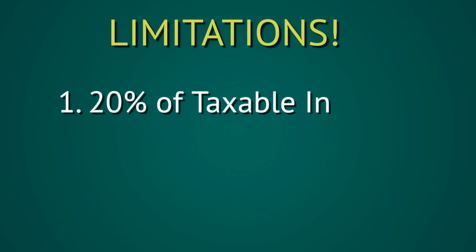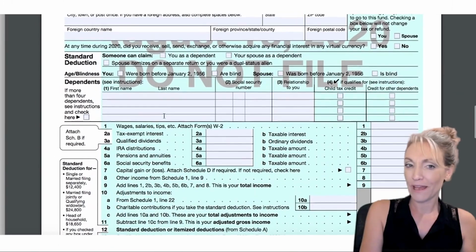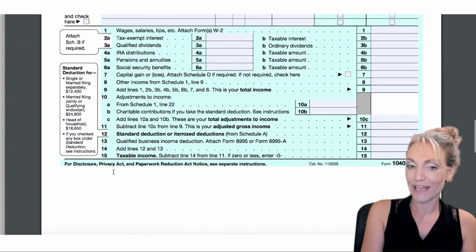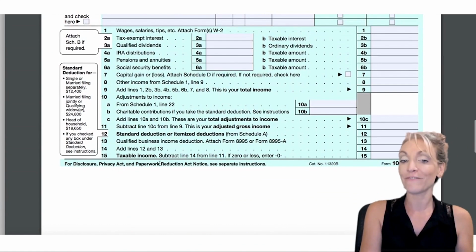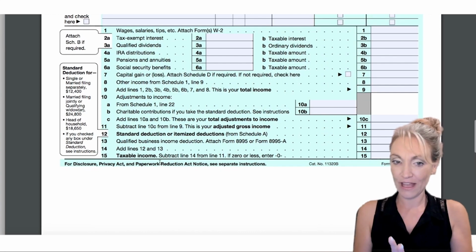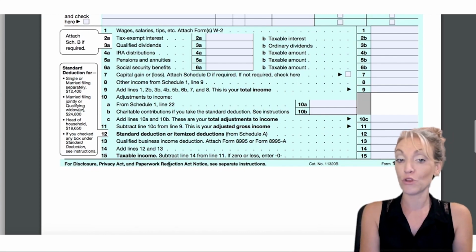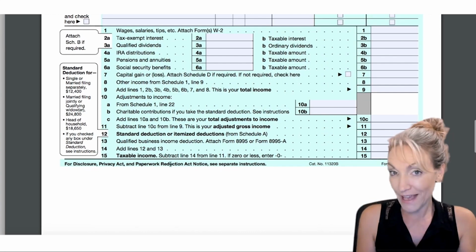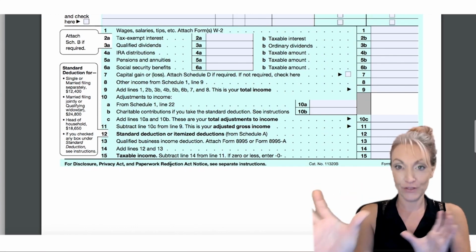So now we need to talk about the limitations. The first main limitation that applies to everyone is that 20% of your flow-through business income, that amount is limited by 20% of taxable income. So if we come back to our Form 1040 here, we can see taxable income at line 15 right below. This is kind of a circular calculation, but we're looking at taxable income times 20%, and we're going to take the lesser of those.